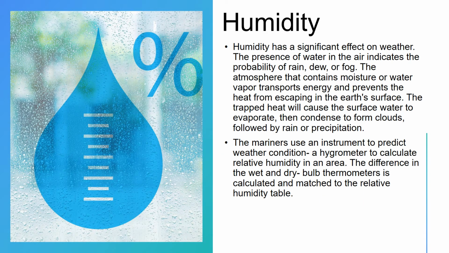So next is the humidity. Humidity has a significant effect on weather. The presence of water in the air indicates the probability of rain, dew, or fog. The atmosphere that contains moisture or water vapor transports energy and prevents the heat from escaping in the Earth's surface. The trapped heat will cause the surface water to evaporate, then condense to form clouds, followed by rain or precipitation.